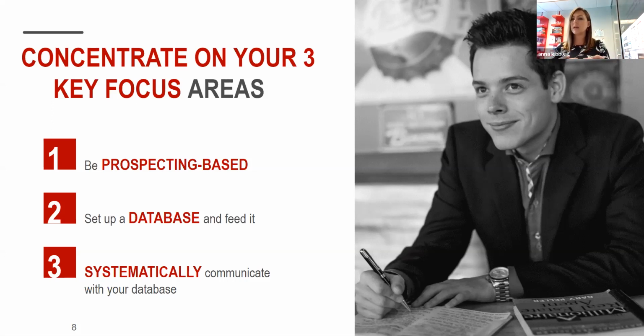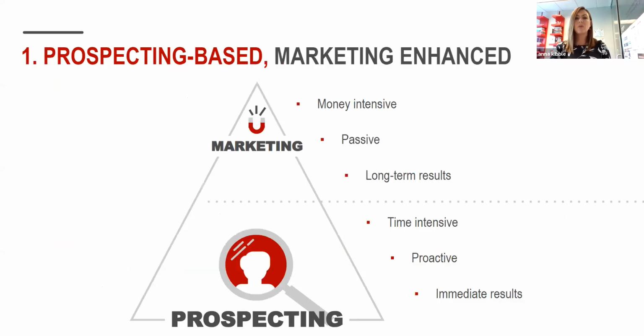Once we have our database up and running, we want to make sure that we have prospecting activities continuing to fill the funnel and feed our database so that we can do number 3, which is communicate with it systematically. And we're going to look at a system that we can use to stay in regular systematic contact with our database too. Okay. So those are the 3 keys that we need to look at. And the first being prospecting based and marketing enhanced, right?